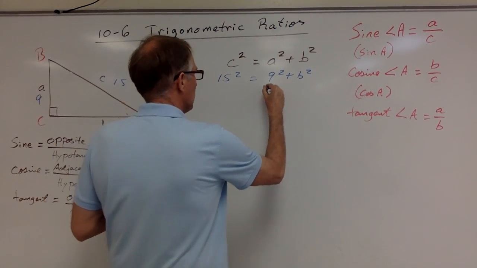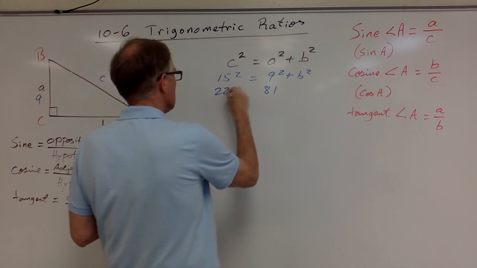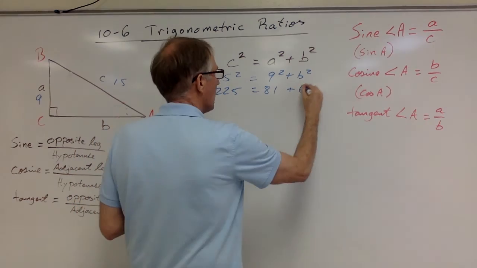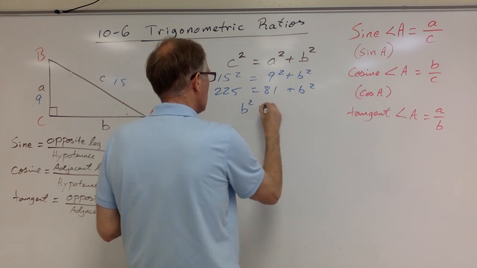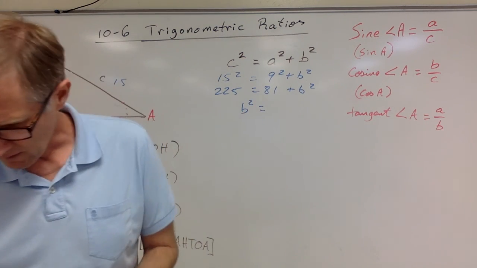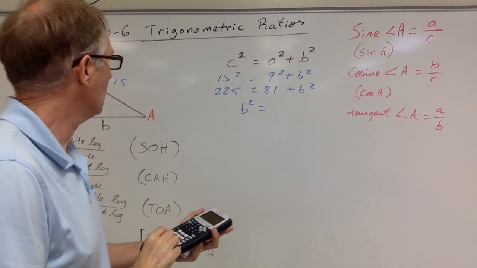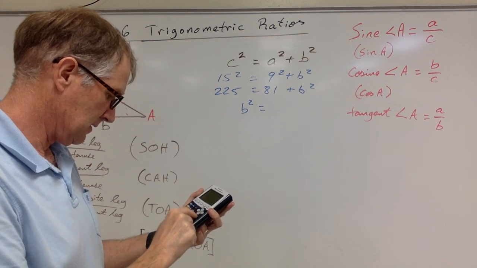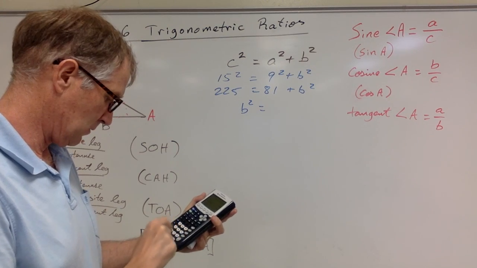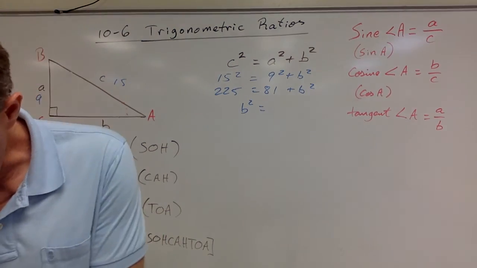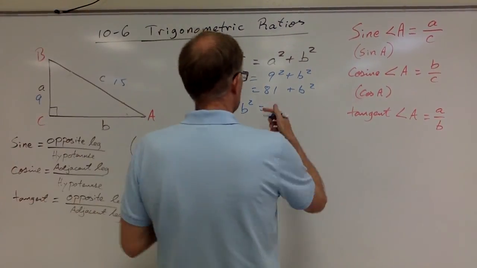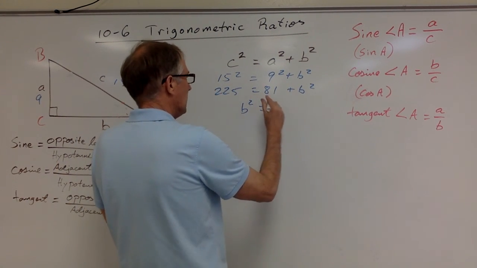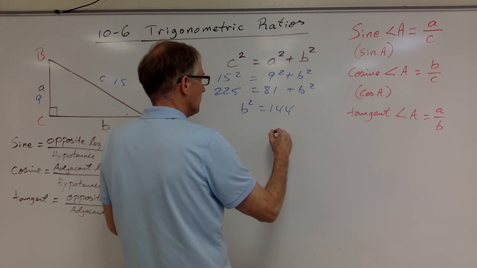So this is 81. I've done this before, I think. It looks familiar. No, not quite. So B squared is going to be what? 225 minus 81, which is 144. Oh, that's convenient. That makes sense. This is a version of a 3, 4, 5 triangle. Anyhow, 144.